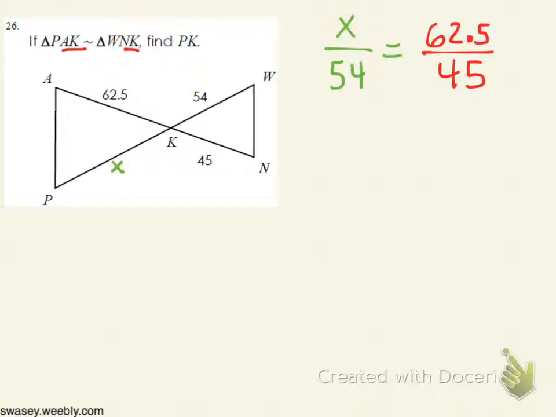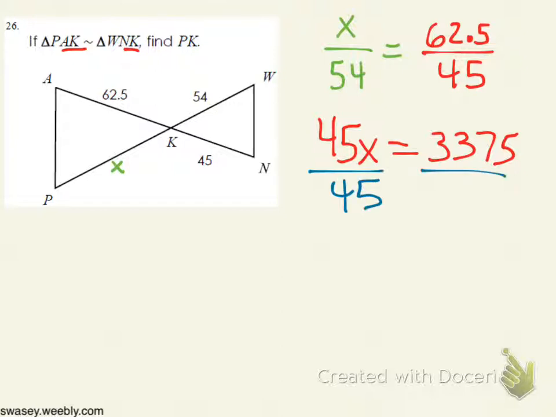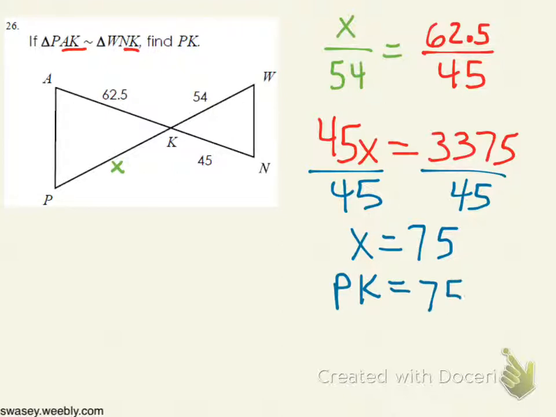From here we can cross multiply. So we get 45x equals 3,375. To get rid of multiplying by 45, divide by 45. And so we get x equal to 75. X was the distance from P to K. So now we can rewrite it as PK equals 75.